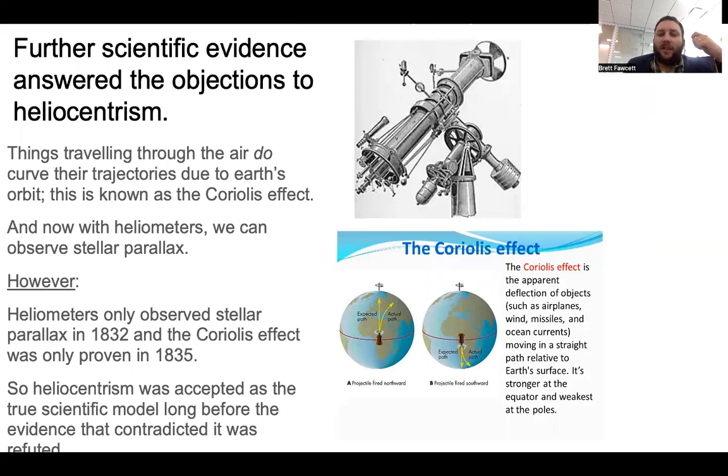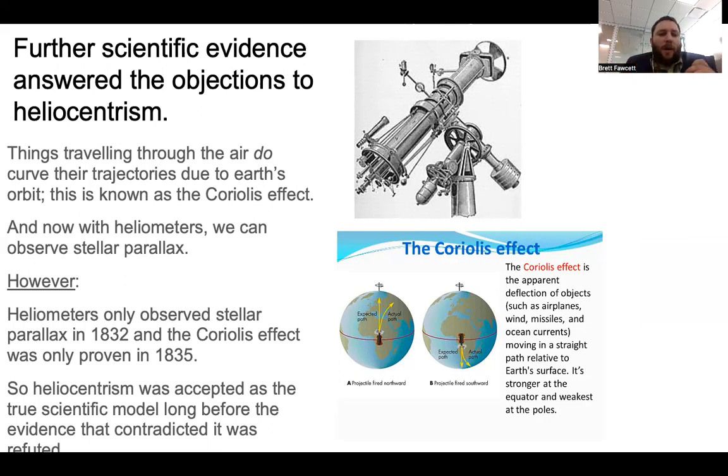Then there was further scientific evidence that was discovered that explained away basically all the objections people had. So for example, things traveling through the air actually do curve their trajectories due to Earth's rotation. It's known as the Coriolis effect. And now with these advanced telescopes called heliometers, we actually can observe stellar parallax. So there you go.